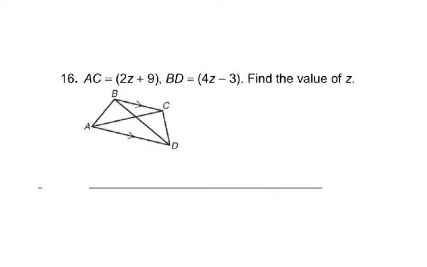And this one, we just got done saying that the diagonals are equal to each other. We get told in the instructions that got cut off to assume that they're isosceles. So 2z plus 9 equals 4z minus 3. We're going to subtract 2z.